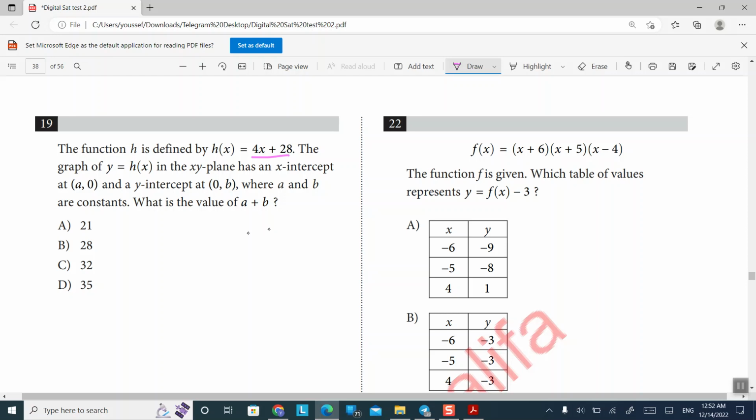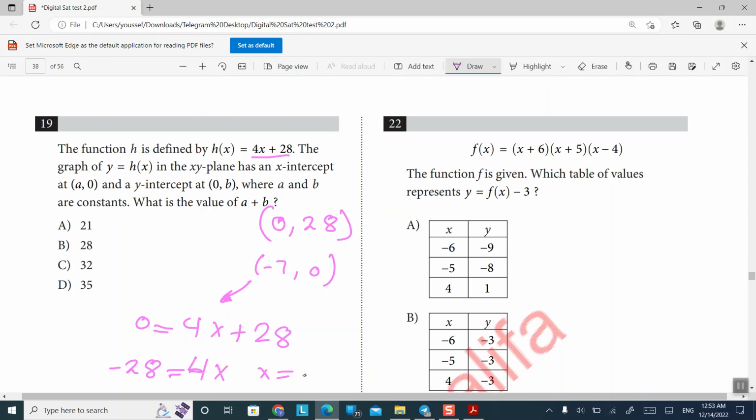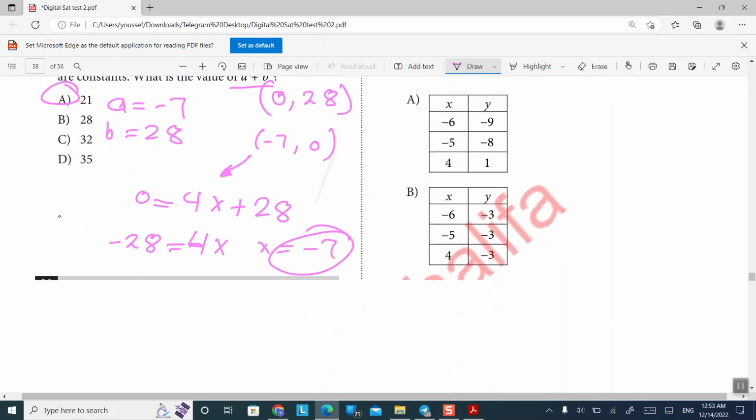Actually, it's always from the equation that the y-intercept is directly (0, 28), and the x-intercept is (-7, 0), and that can be found from the equation using substitution, when y is equal to 0 for 4x plus 28. Isolate for x: minus 28 equals 4x, x equals -7. So a is equal to -7, b is equal to 28. Add them to each other. The answer is 21. Okay, so let's move on.